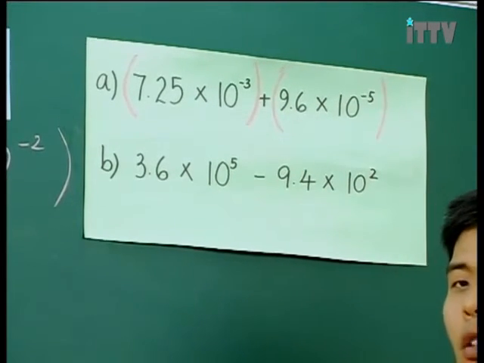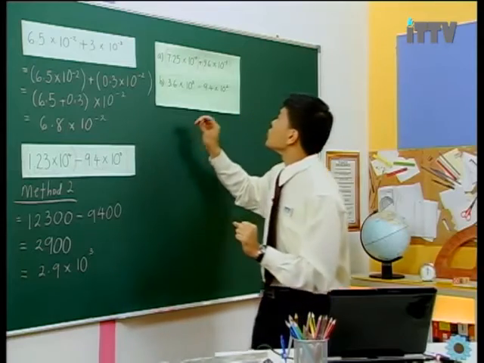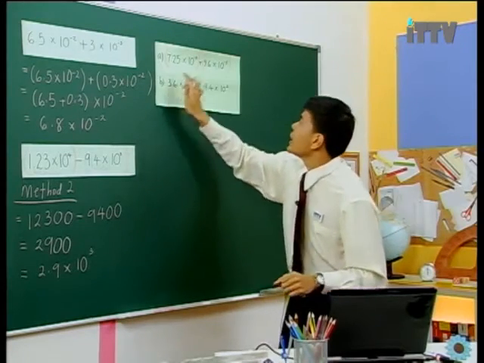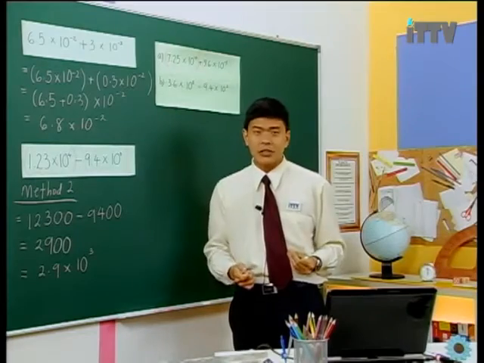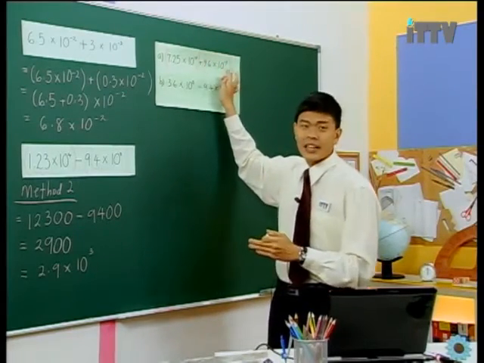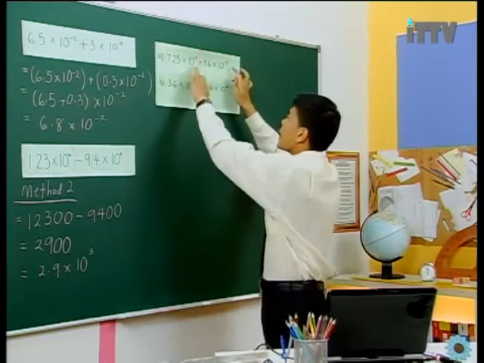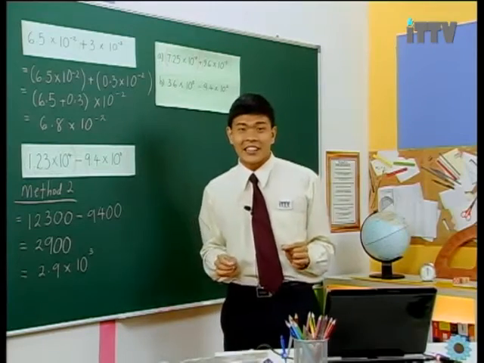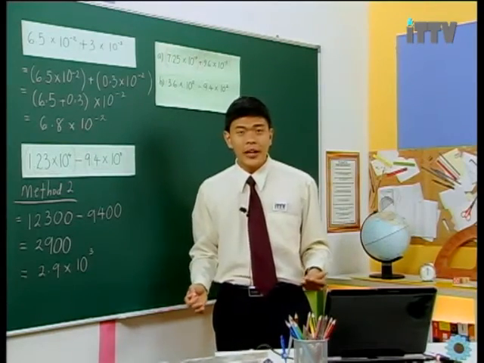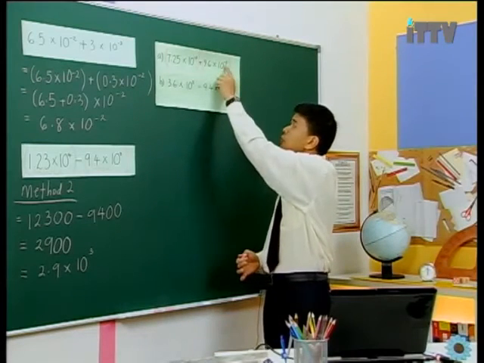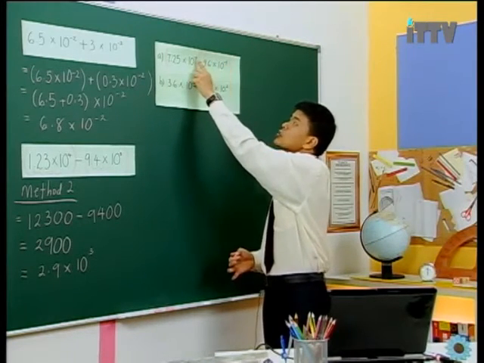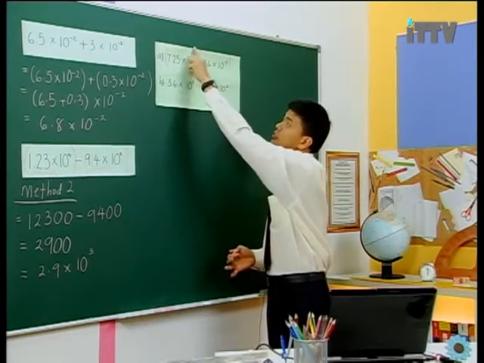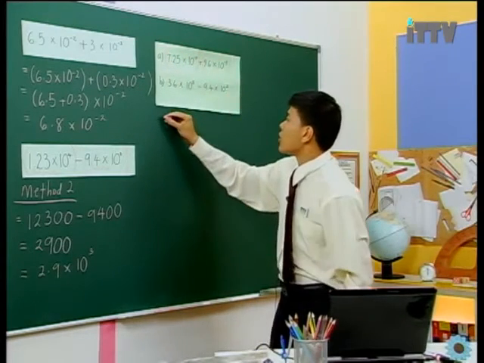Alright, to recap the two methods, I'm going to use method 1 for question A and method 2 for question B. In method 1, remember the three steps involve checking the index. If the power is not the same, we cannot perform the operation. So the first step is always to standardize the indices. You can standardize either way, but it is better to standardize from the smaller index to follow suit the bigger index. So in order for that, we just rewrite the number that does not need to be converted.